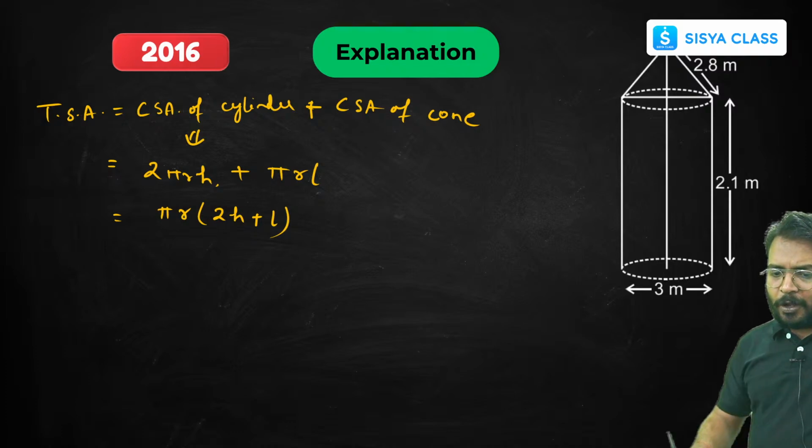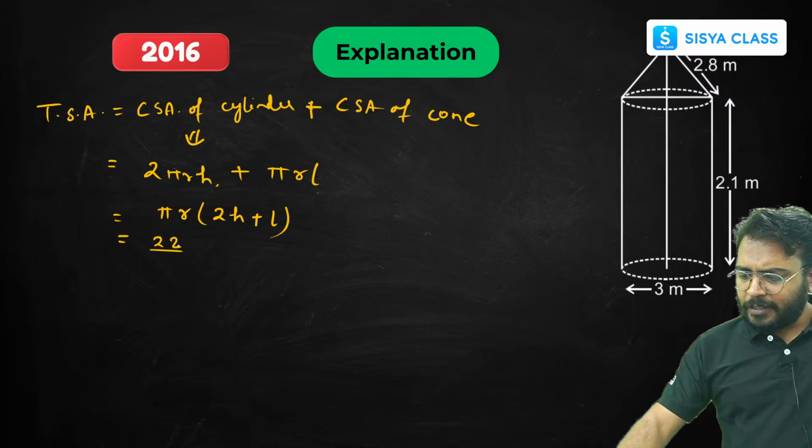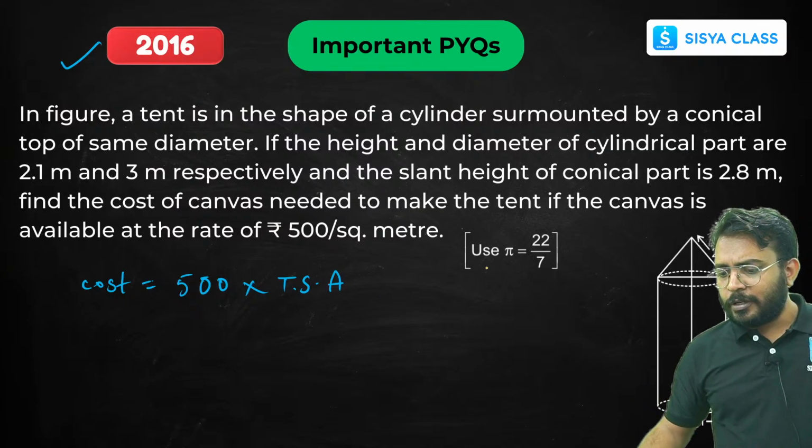Now can we take 22 by 7? In the question, I think they have given that we need to use 22 by 7 here.